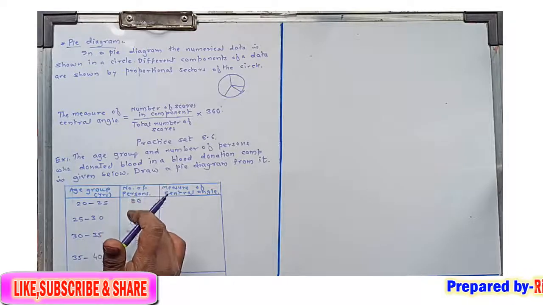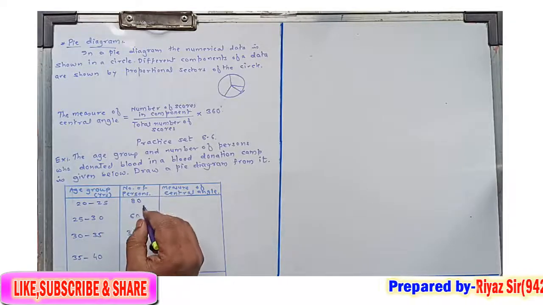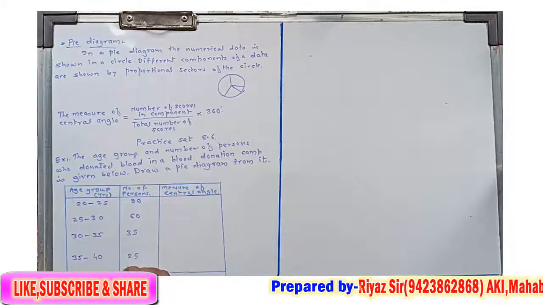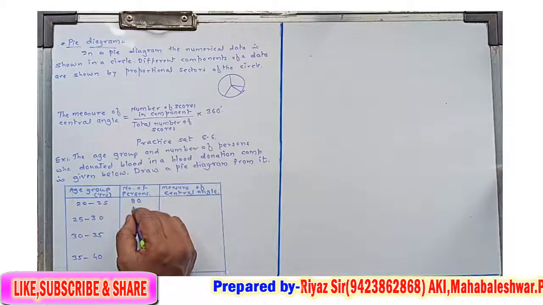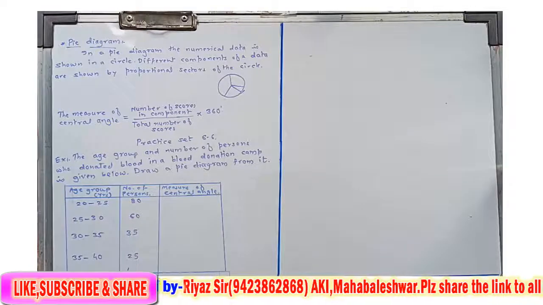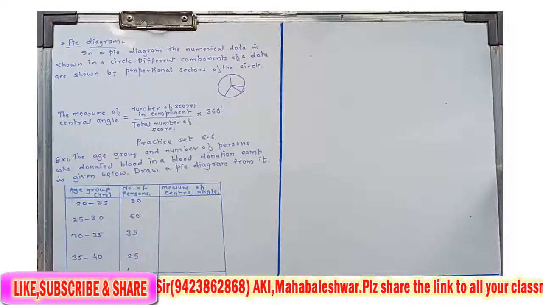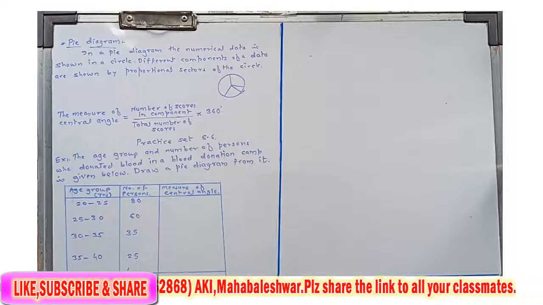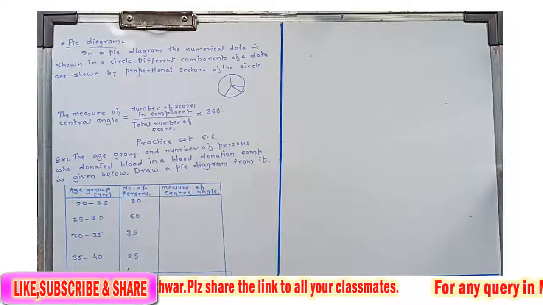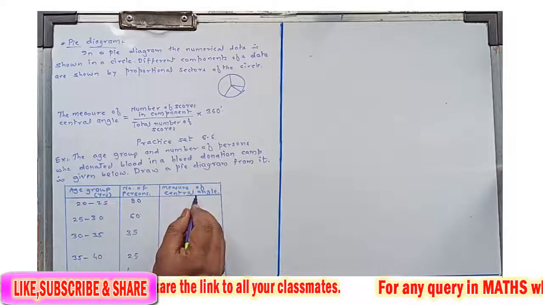So first we add all this data: 5 plus 5 is 10, 0 carry 1, 2 plus 1 is 3, plus 3 is 6, 6 plus 6 is 12, 12 plus 8 is 20. So the total number of persons is 200. 200 persons donated blood in the blood donation camp, and we have to show this data by a pie diagram. So first we find the measure of central angle.